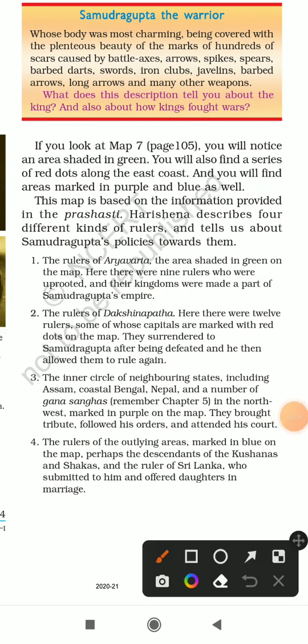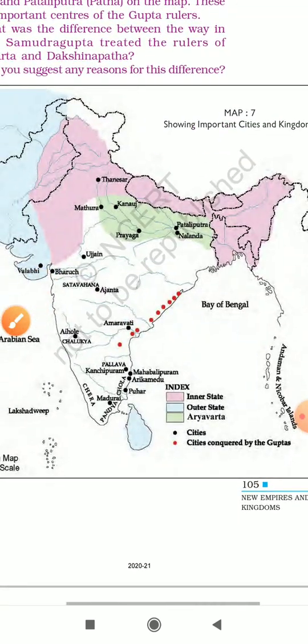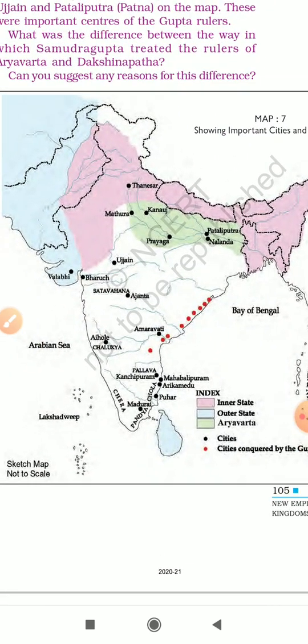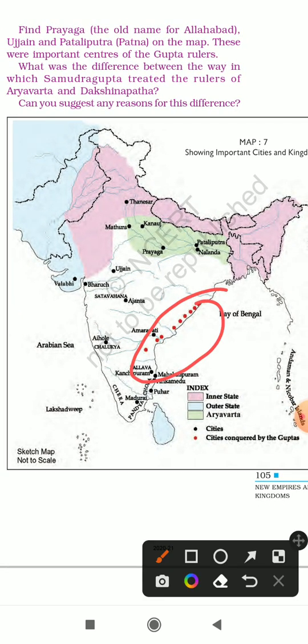If you look at map 7, page 105, you will notice an area shaded in green. You will also find a series of red dots along the east coast, and areas marked in purple and blue as well. Let us see the map here. We can see this is the map, and these are the red dots. This is the green area, purple area, blue area.